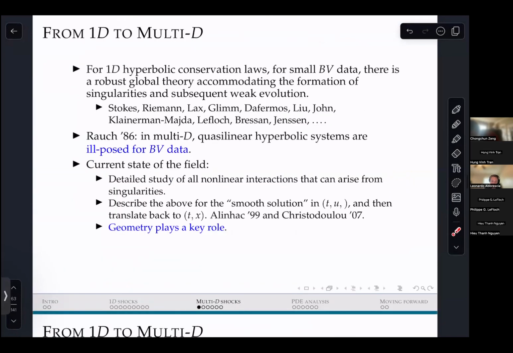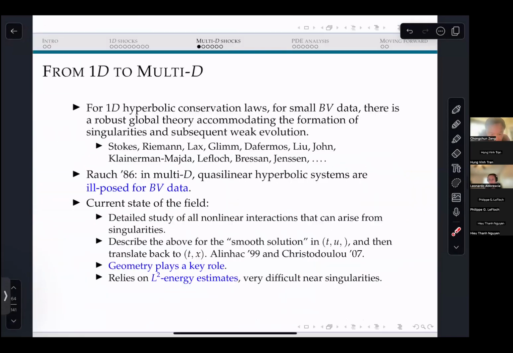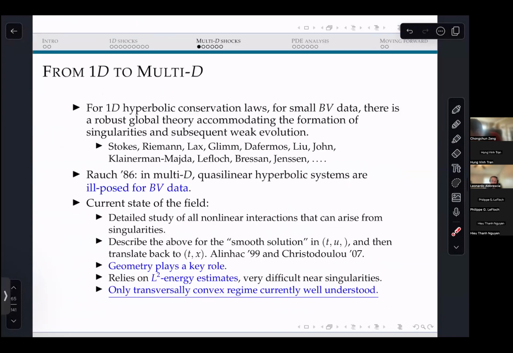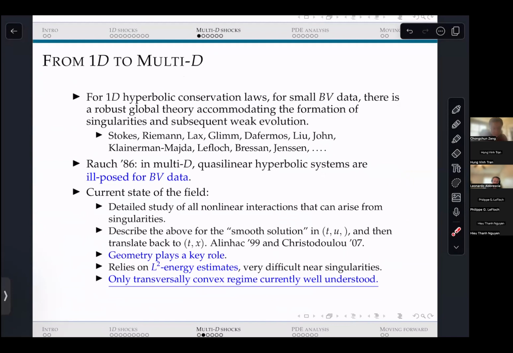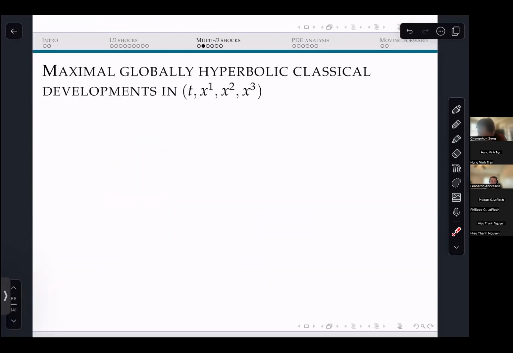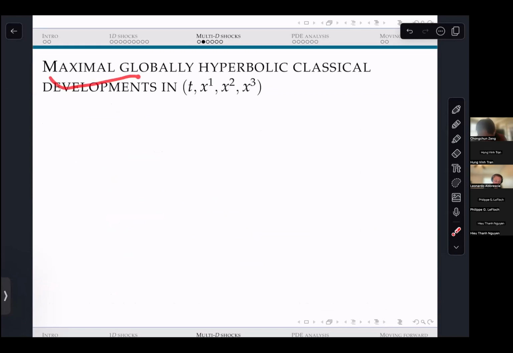And so in order to apply this framework, you have to understand the geometry of the singularities and rely on L2 based estimates, which are very difficult near the singularities. And I again want to bring your attention to the fact that currently the best results that we have are only for the transversally convex regime. So the non-degenerate regime, which I told you about, where there is a single isolated first singular point in 1D, the stability of this regime is the only one that is understood in 3D. So there's a ton of work to be done, and very little is known for other regimes that are not transversally convex.